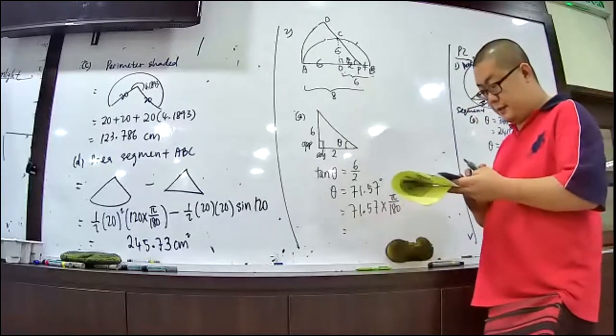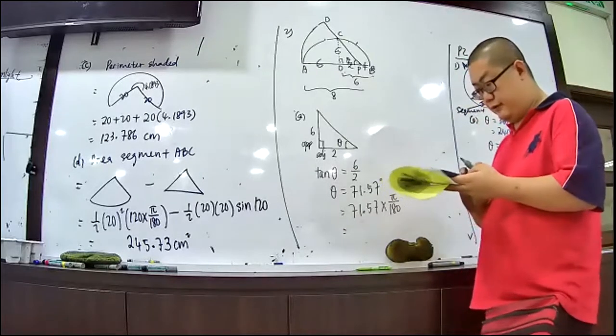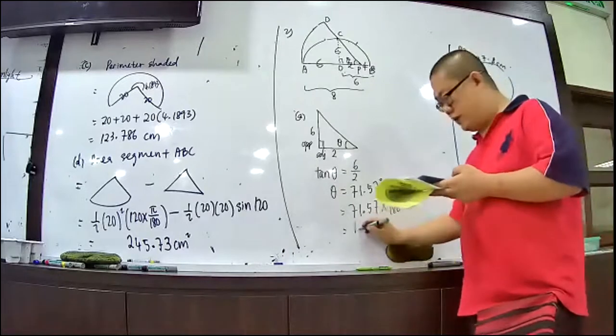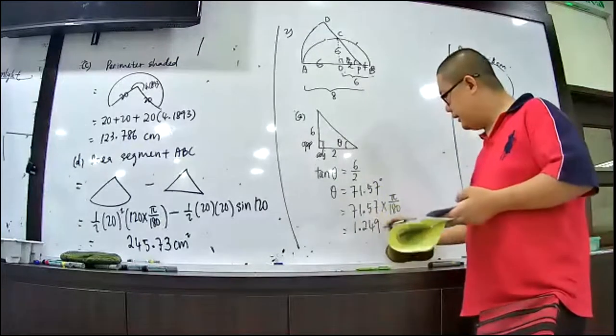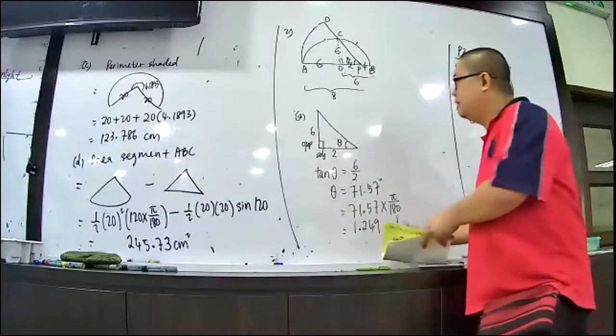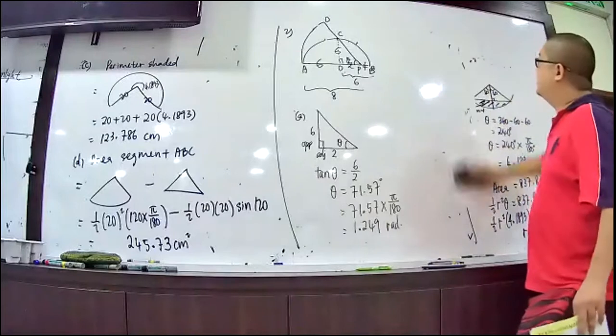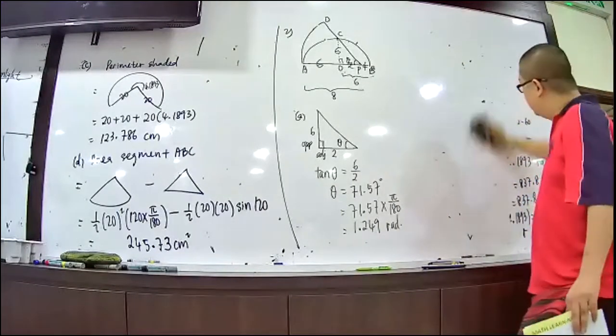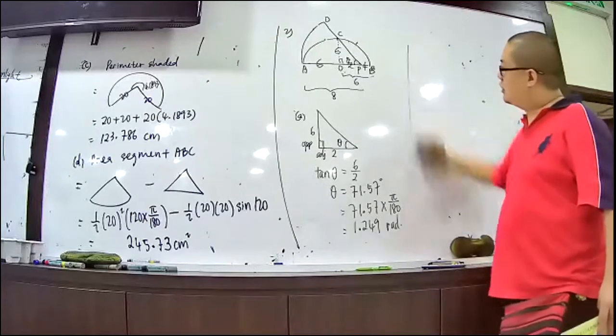So you're getting the answer is about 3.142 divided by 180. So you'll get 1.249 radian. So in regard to the SPM line, the table is about the same, so you can get 3.4. Okay, B.